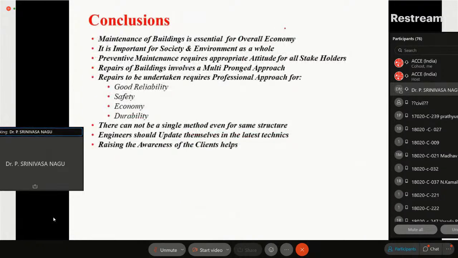So finally, just a few minutes back, I could put this: maintenance of buildings is essential for the overall economy, important for society and the environment as a whole. Preventive maintenance requires an appropriate attitude of all stakeholders, and building repairs need a multi-pronged approach. You cannot simply take it lightly. You have to go with an in-depth analysis, and repairs to be undertaken require a professional approach for good reliability, safety, economy, durability. You can go on listing anyway.